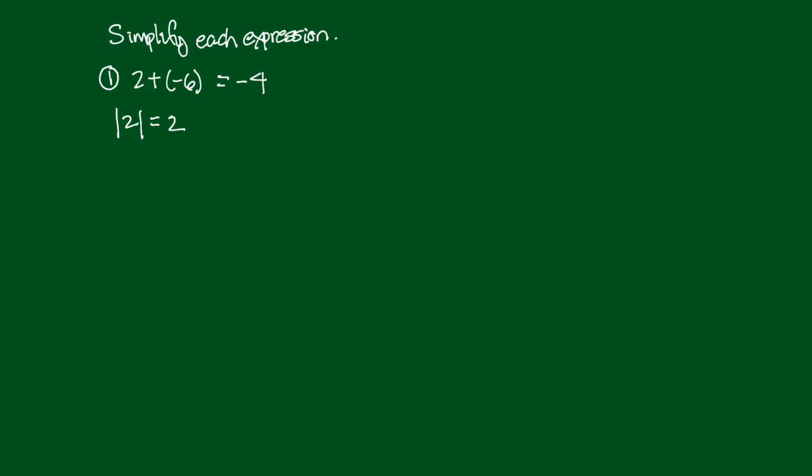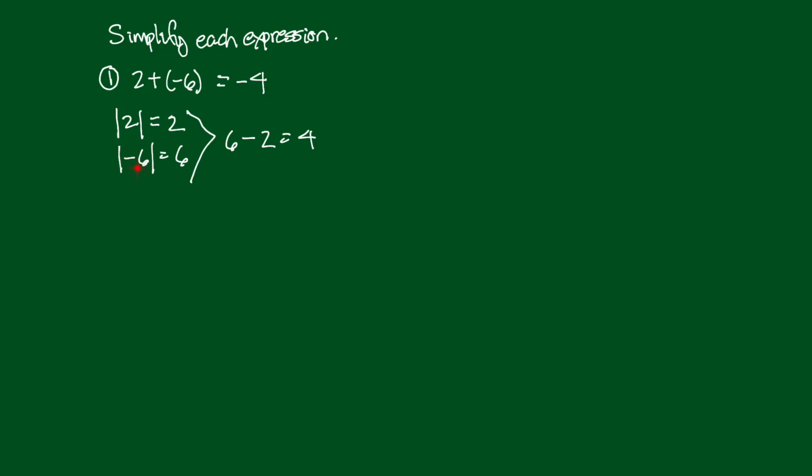Absolute value of the first number, 2, is 2. The absolute value of the second number, negative 6, is 6. Now, the instructions say take the larger absolute value, which is 6, subtract the smaller absolute value, which is 2. Now, that gives us 4. But then you choose the sign associated with the larger absolute value. Now, that's a lot of words, but look for the larger absolute value, negative 6, and use that sign.